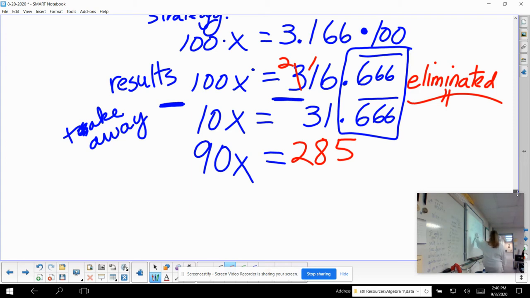I'm going to talk about when an equation looks like this. 90x equals 285. For one, there's an invisible dot right there. That's actually 90 times x equals 285. And so I want you to look at this equation, 90x equals 285, and I want you to notice there's no plus sign. No plus sign.